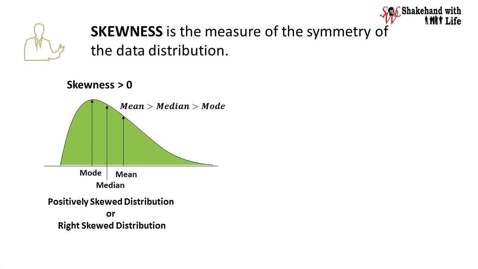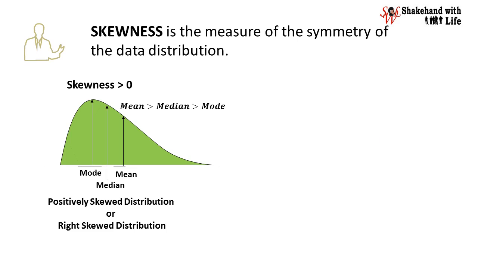A positive value of skewness indicates that the distribution has a greater tendency to tail to the right, also known as a positively skewed distribution or right-skewed distribution. In the case of right-skewed distribution, the mean will be greater than the median and the median will be greater than the mode.